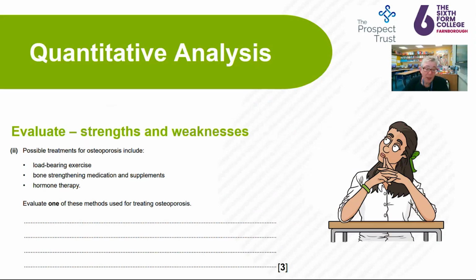Evaluate here the strengths and weaknesses. Now here we've got possible treatments for osteoporosis include load-bearing exercise, bone strengthening medication, supplements and hormone therapy. Evaluate the pros and cons of one of these methods used for treating osteoporosis. So that student, do a subheading, just for example, load-bearing exercise, and then you're just going to put underneath 1 pro and 1 con.